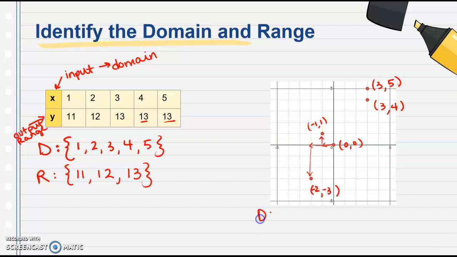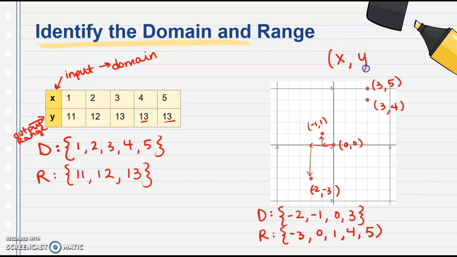I like to write them as ordered pairs because then it's a little easier for me to see my domain and my range. My domain are all my x values, so -2, -1, 0, and 3. Again, I don't have to repeat those. And my range are all my y values, which are -3, 0, 1, 4, and 5. As a reminder, when you have your points, they are always listed as X and Y. So make sure you keep those clear that that is our range for our Y and the X is your domain.